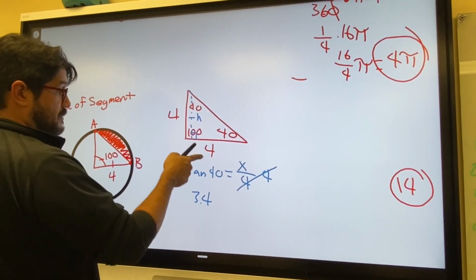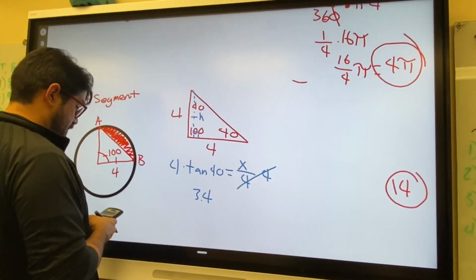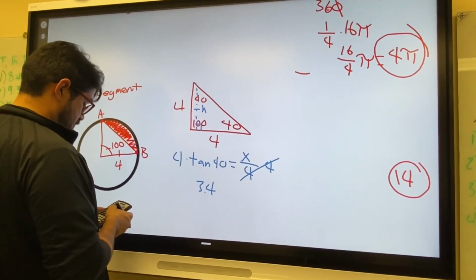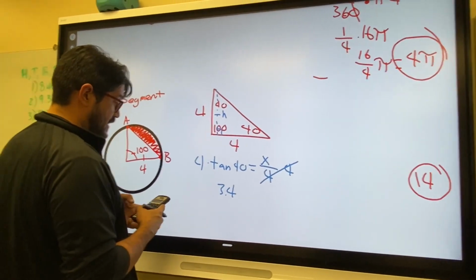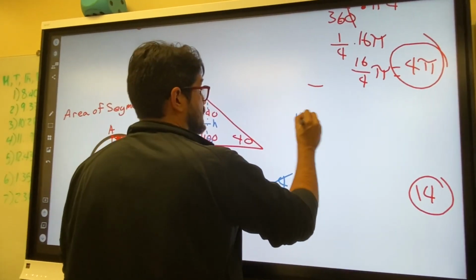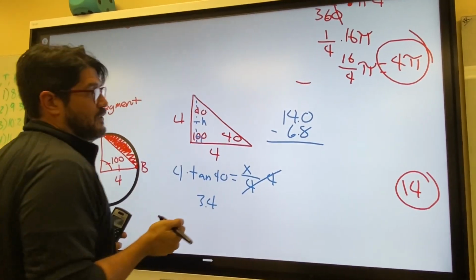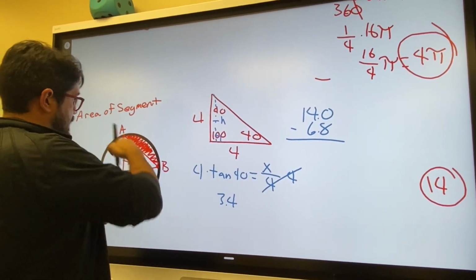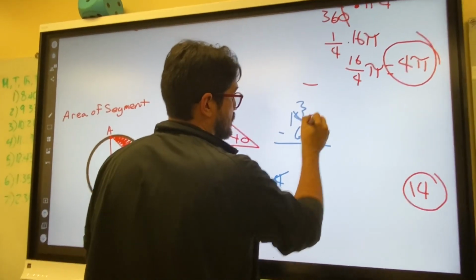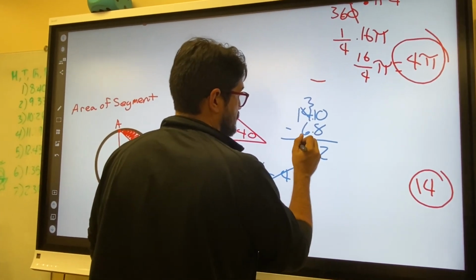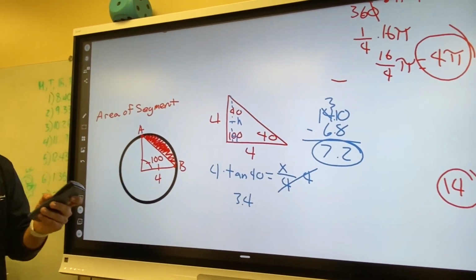So we know the height, we know the base, so it's going to be 4 times 3.4 divided by 2, and the area is 6.8. So 14 minus 6.8 is going to give us the area of the segment. And that's going to leave us with, let's see here, subtract from there, that's going to be a 2. 13 minus that is 7, so 7.2 is the area of the segment. And that's it. Good luck.